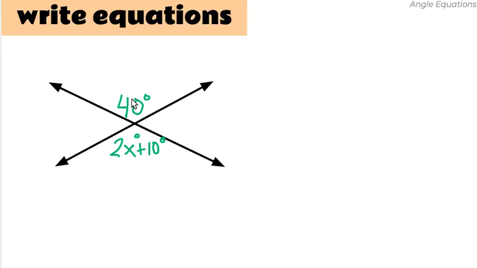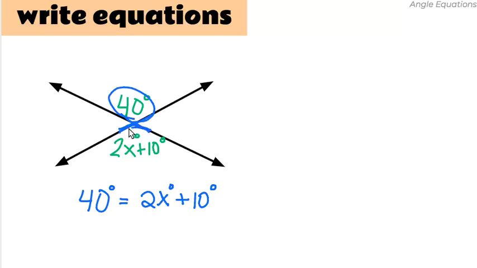Hopefully you said they're vertical angles and they're congruent. So that means this angle right here is congruent to this angle right here. So 40 is going to be congruent, or equal, to 2x plus 10, right? These measurements should be equal. So underneath your picture, your illustration, go ahead and write that equation. Since this angle equals this angle, I just write that out using math.